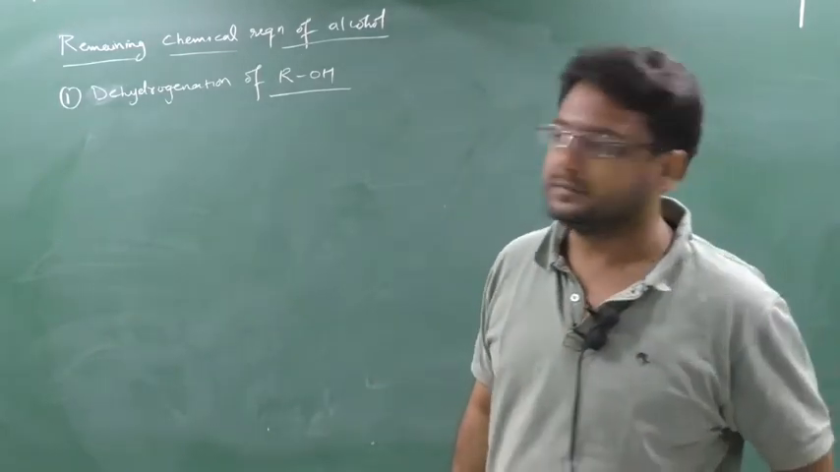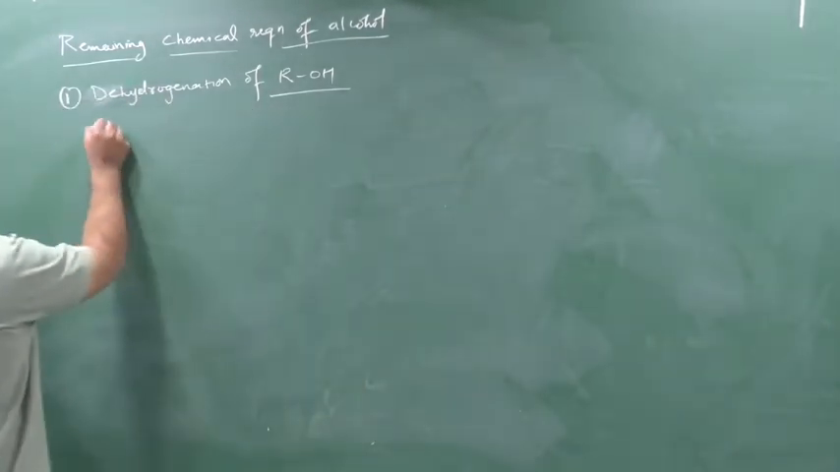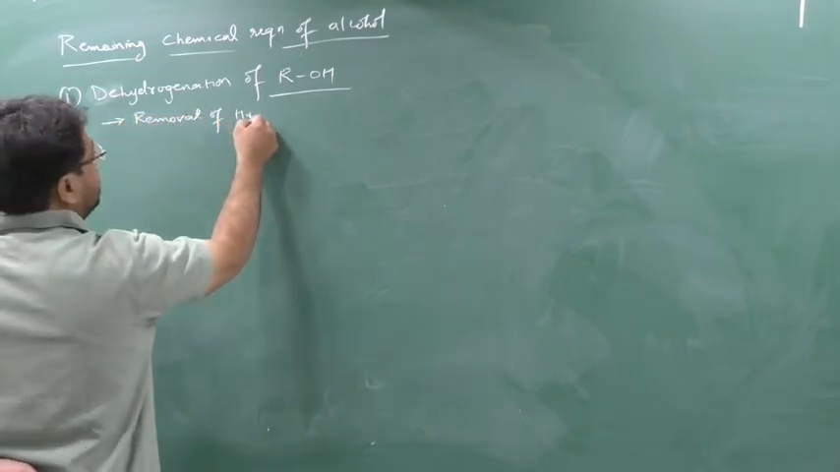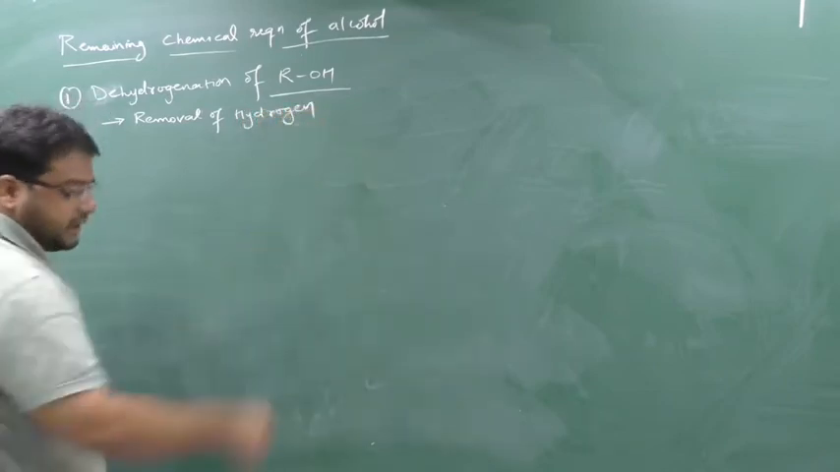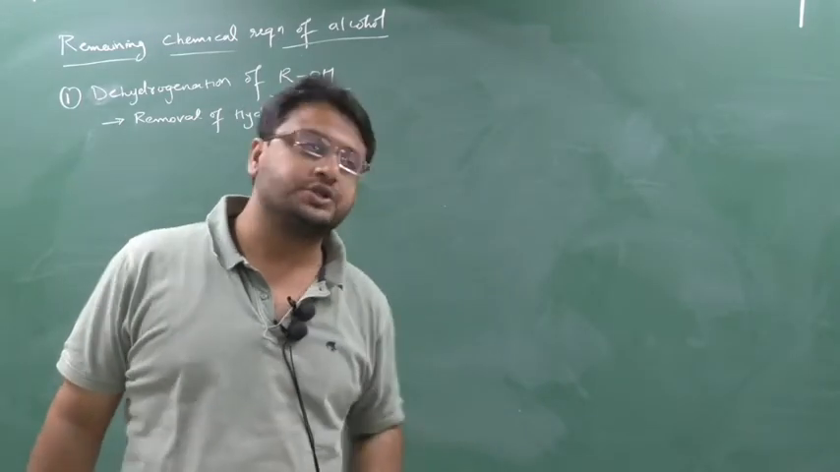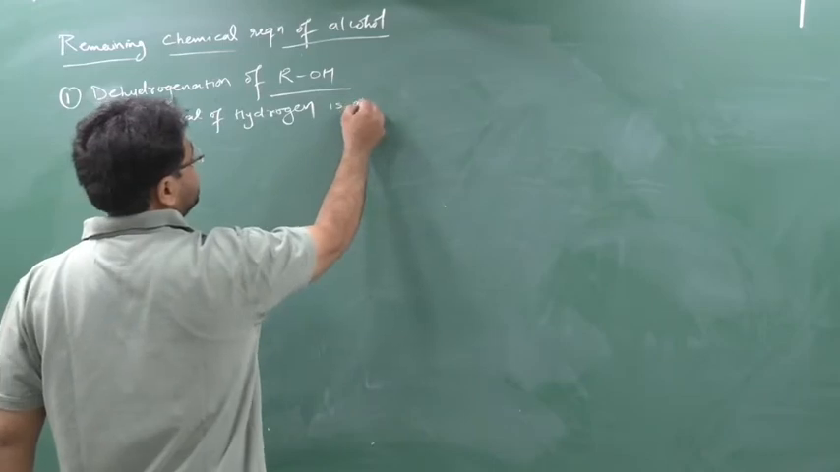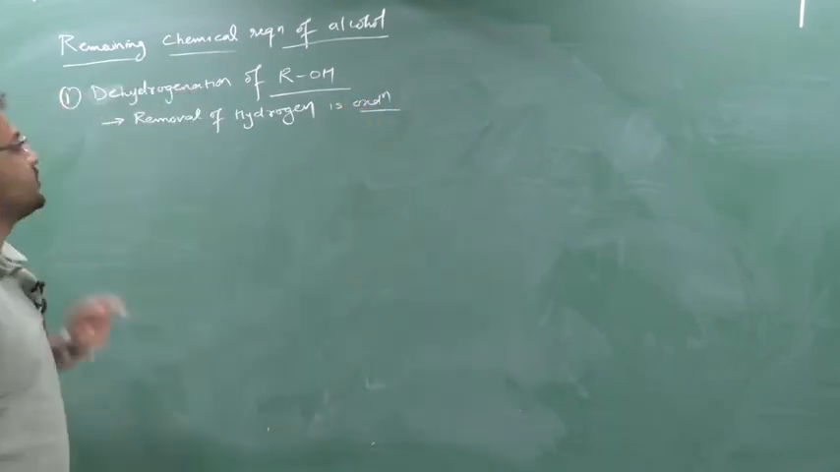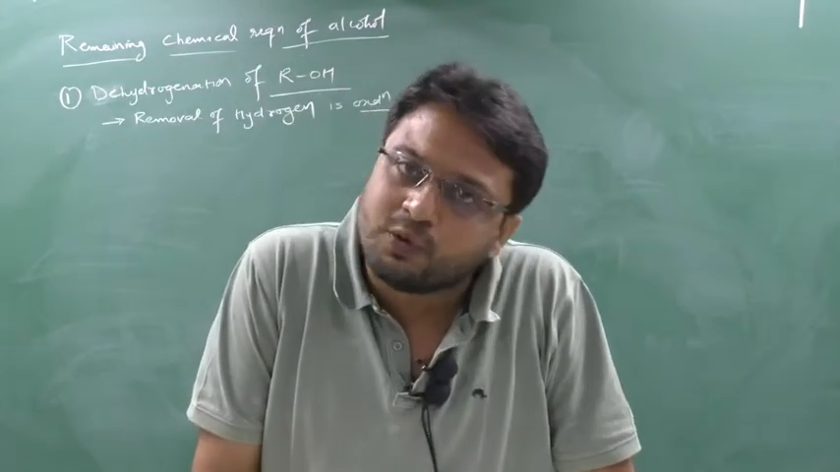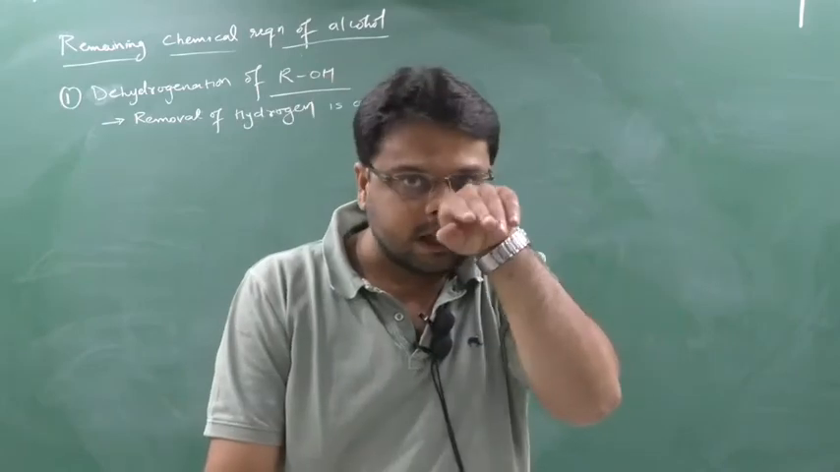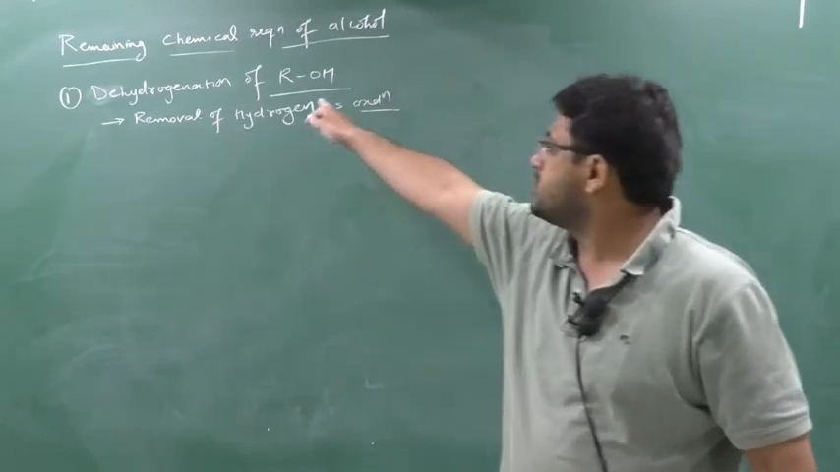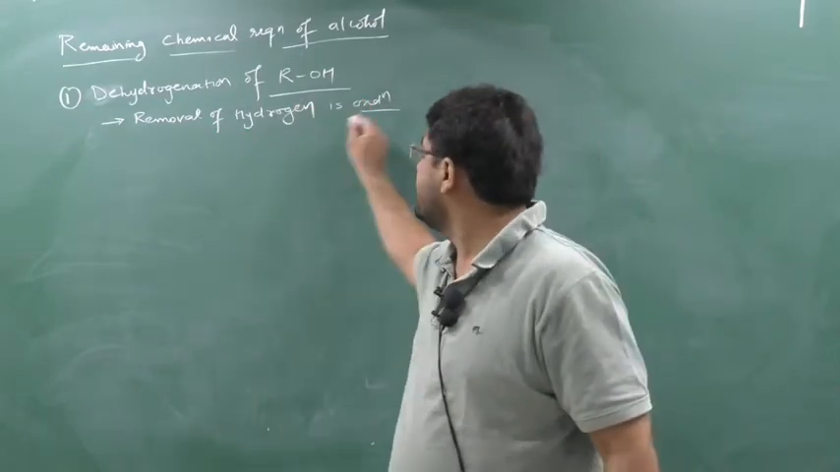See students, dehydrogenation means what? Removal of hydrogen. Now you know that adding of oxygen or removal of hydrogen is known as oxidation. So removal of hydrogen is nothing but oxidation only. So in short, dehydrogenation is also nothing but an oxidation of alcohol. So remember the redox reaction definition: adding of oxygen or removal of hydrogen is known as an oxidation reaction. So here dehydrogenation of an alcohol is nothing but an oxidation.